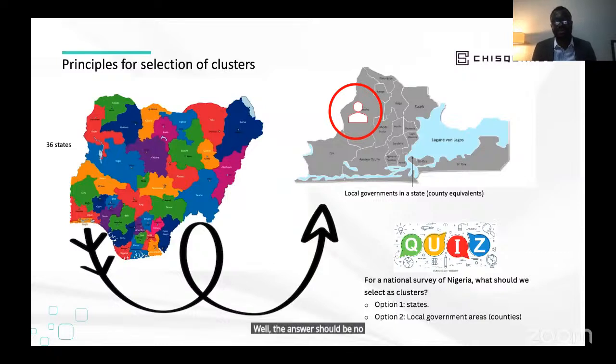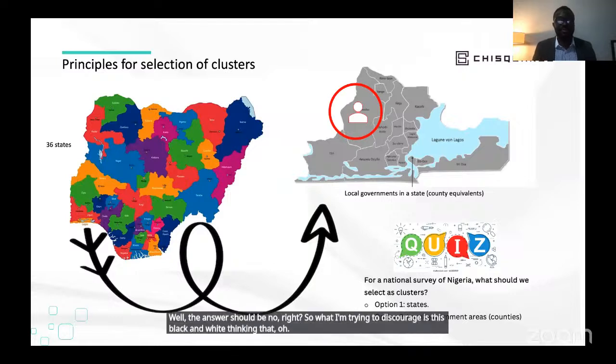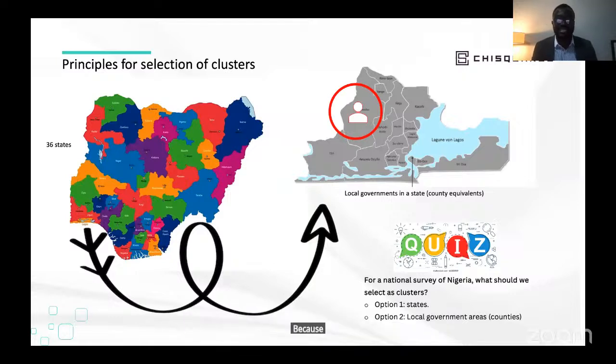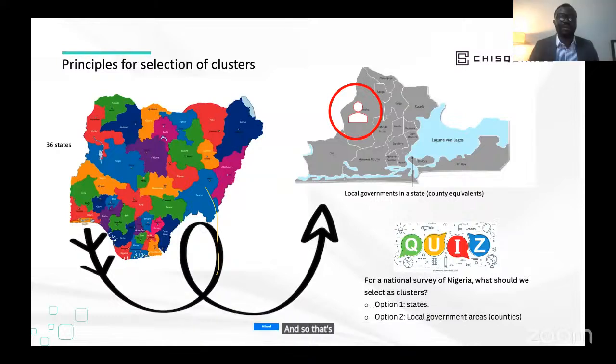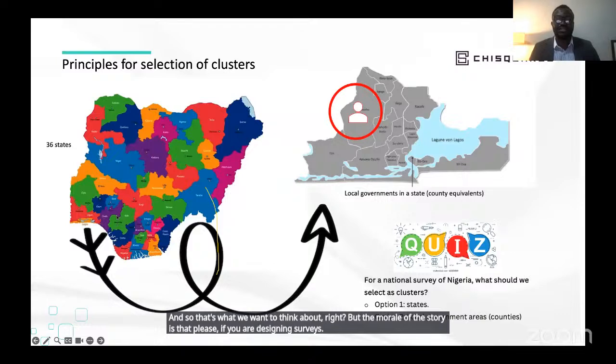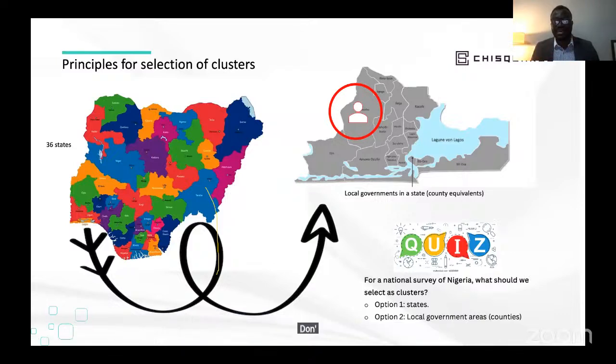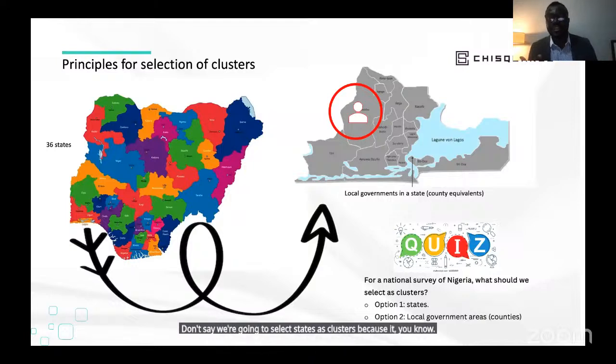So what I'm trying to discourage is this black and white thinking, because survey design is both a science and an art. Because like we said, there are so many things that come into play. Besides just issues of validity and precision, we have to worry about cost. So that's what we want to think about, right? But the moral of the story is that please, if you're designing surveys, don't say we're going to select states as clusters, because it may not make a lot of sense.